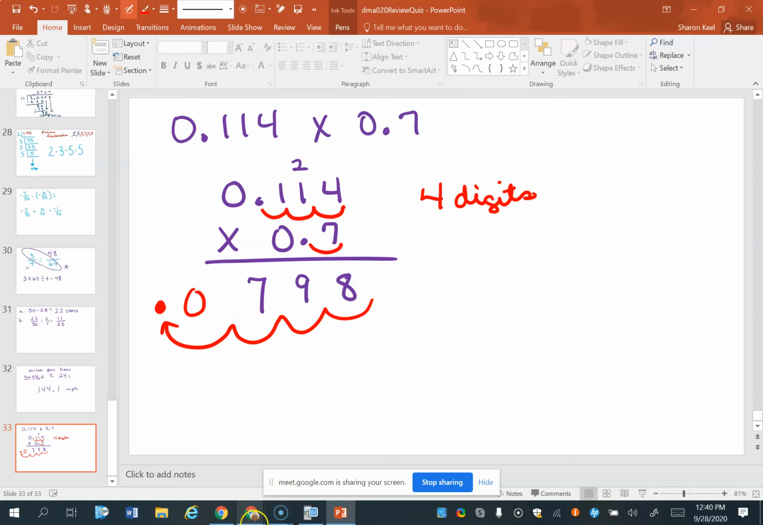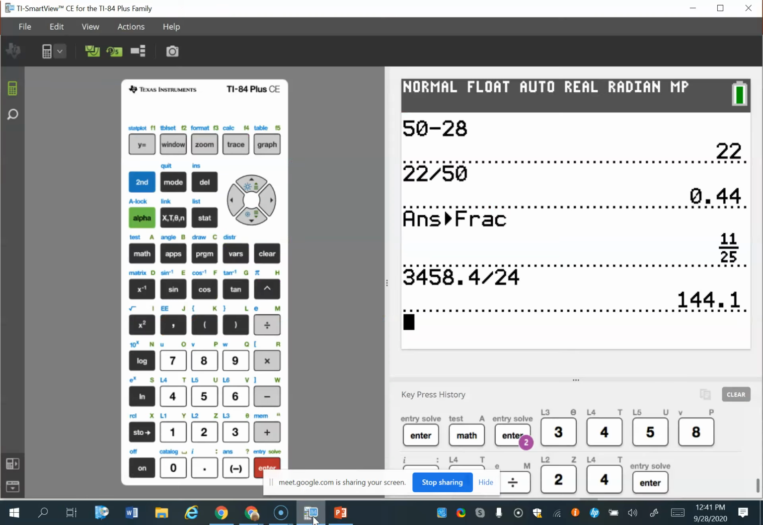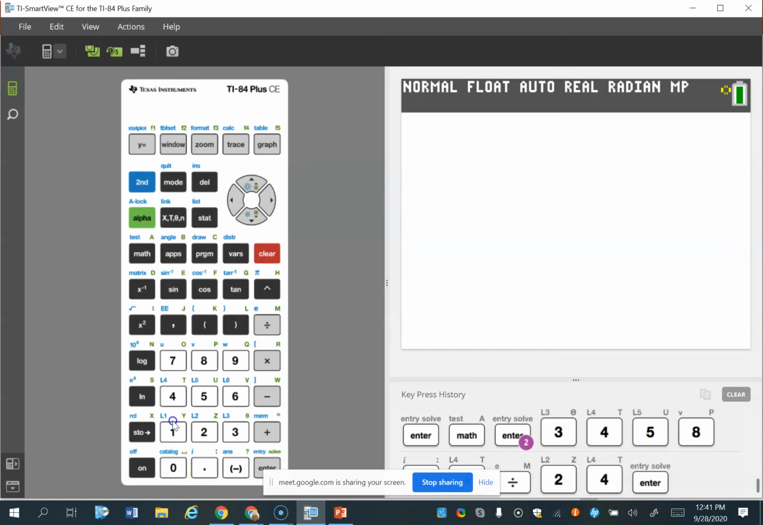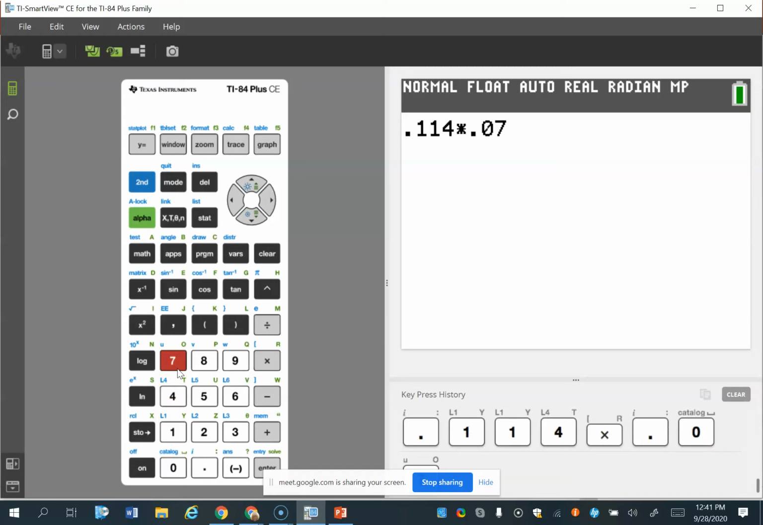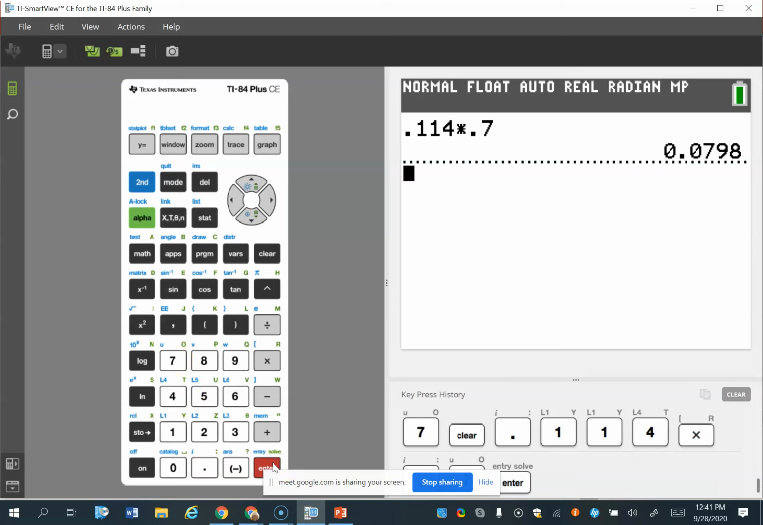Or you can simply come here and do our times 7. Oh, wait a minute, excuse me. I put my decimal in the wrong place. 0.114 times 0.7. It was a 0.7. And there it is, our decimal, 798 ten-thousandths.